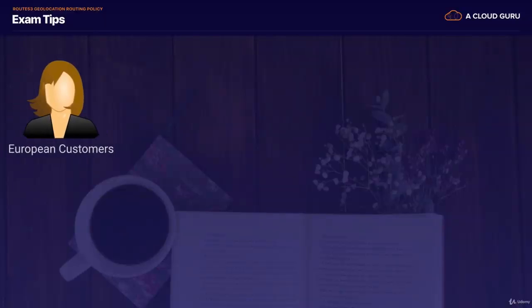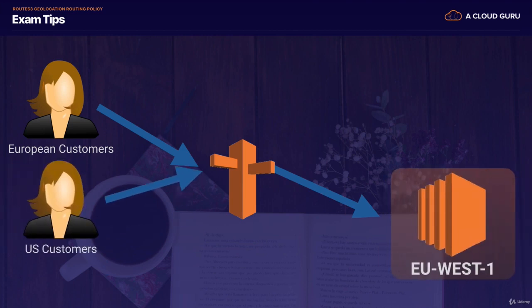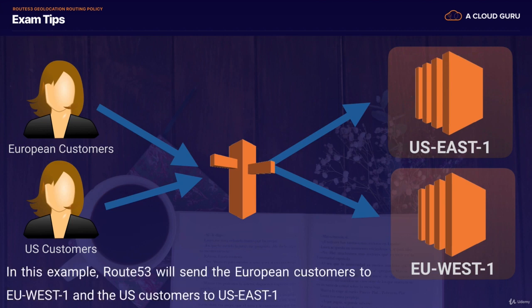So in terms of my exam tips, just remember exactly what geolocation routing is. It allows you to send your European customers over to your European servers and allows you to send your US customers over to their US servers. So it basically routes traffic based on your user's location, not to be confused with latency-based routing.